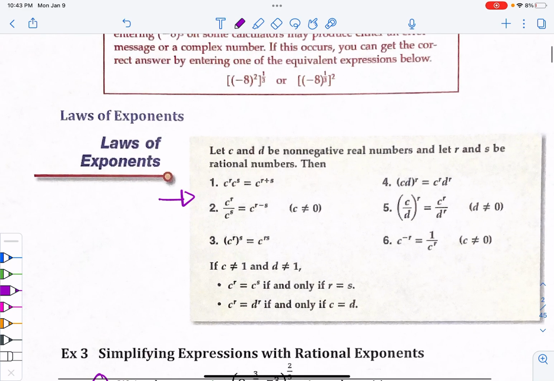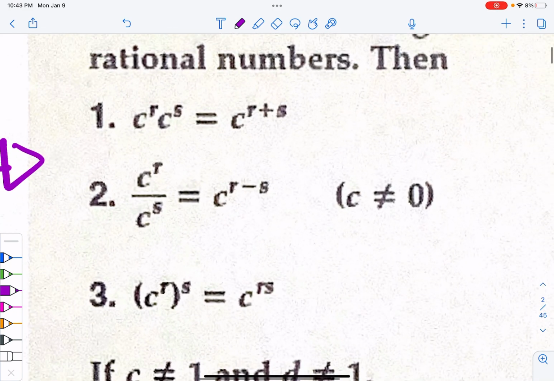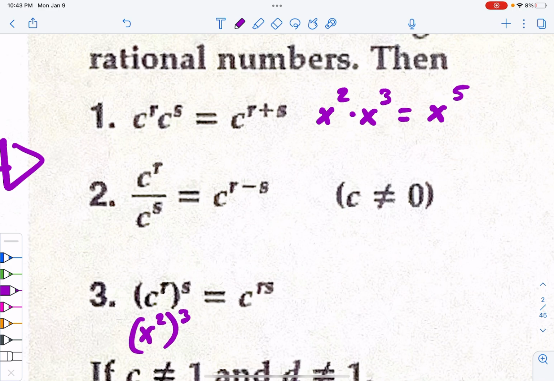Okay. All right. So these laws right here say this is my x to the second times x to the third. And this is where you add the exponent. So this is x to the 5th. Okay. This is my x to the second and then to the third, which is x to the 6th power. This is where you multiply. So this is my multiplication. This is when you add, okay?